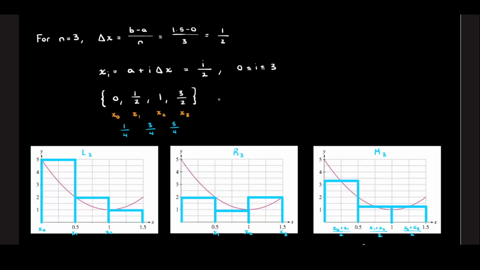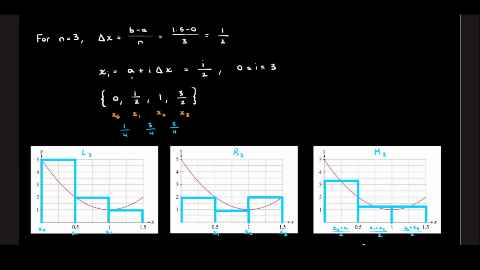To get started, we're going to split our given interval into three equal chunks because we want three rectangles. Well, just take the length of the interval, which is just 1.5 minus 0, and divide by the number of rectangles, 3. So that means we're going to have three rectangles, or three subintervals, each of width 1/2. Next, let's compute every endpoint.